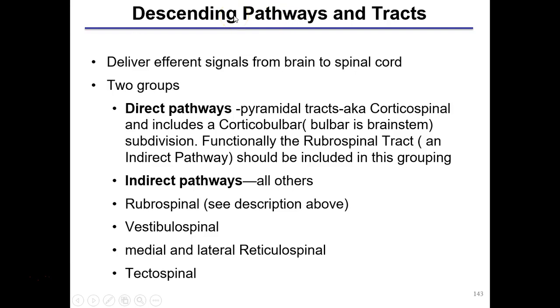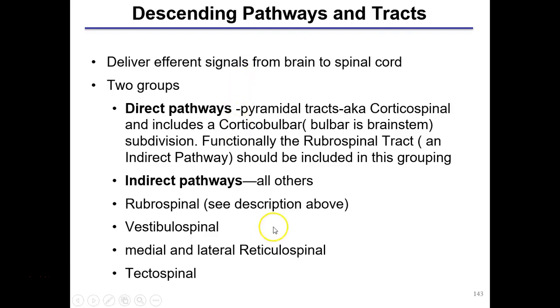So we've looked at the ascending or sensory pathways, the main pathways running through the spinal cord. We're going to now briefly look at descending pathways and tracts. So these are carrying efferent or motor signals originating from the brain and delivered to spinal cord motor neurons. We can divide this group into two separate functional pathways, the direct pathways and the indirect pathways.